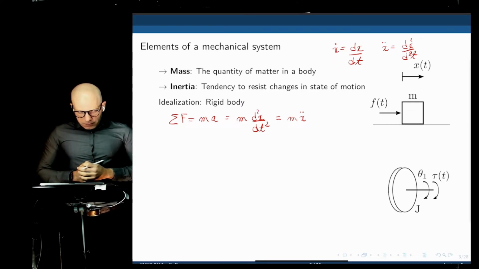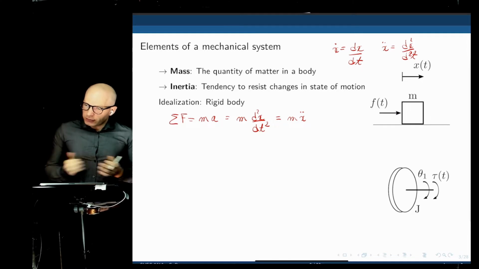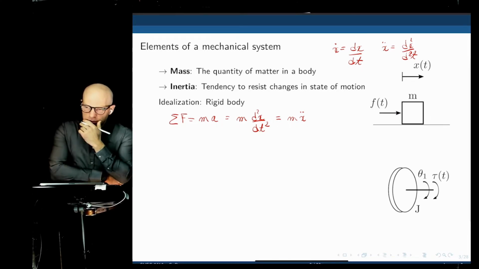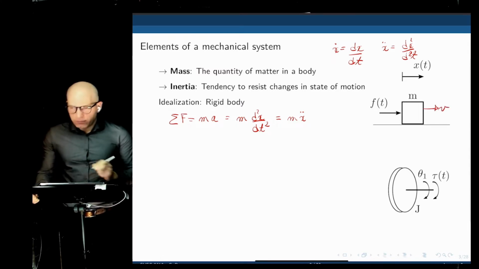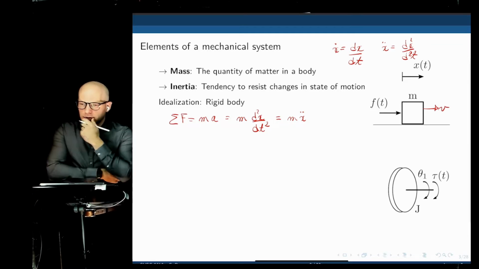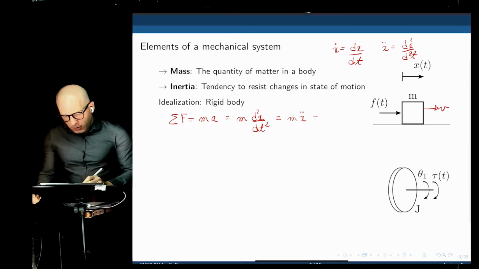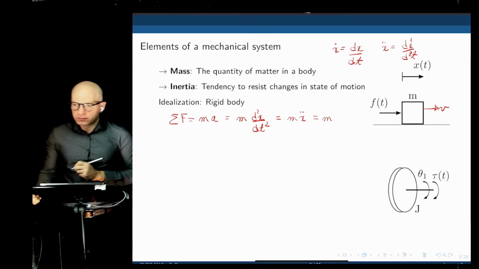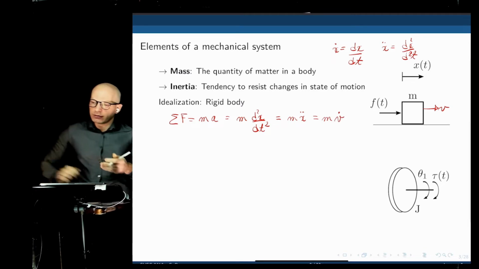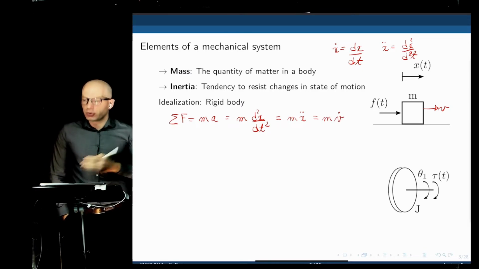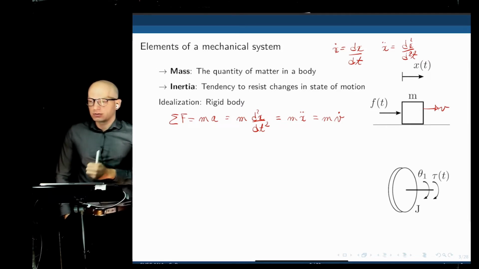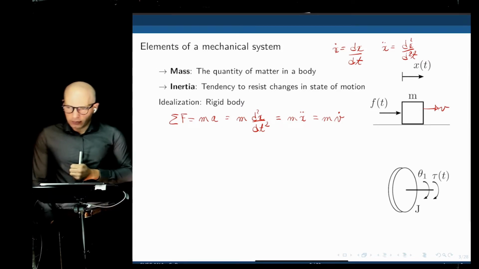We could also write this in terms of speed, for example. How would we write this expression in terms of speed rather than displacement? If we call the speed of this mass v, what would be the relation here? It would be equal to m times v dot, the first derivative of speed with respect to time, which is acceleration, or the second derivative of position with respect to time, which is acceleration. Okay.